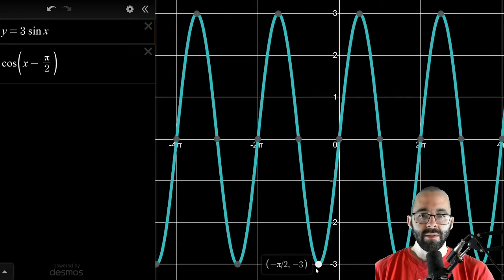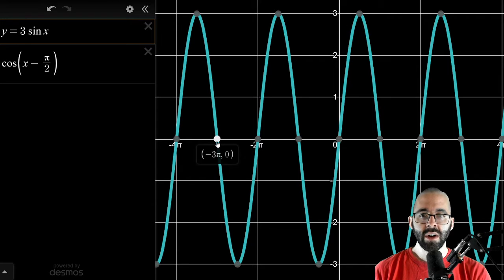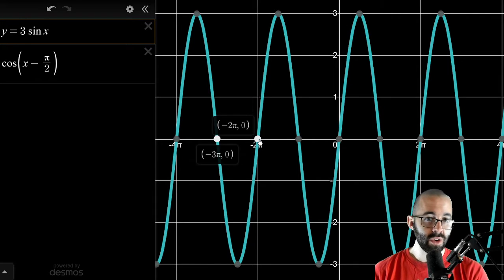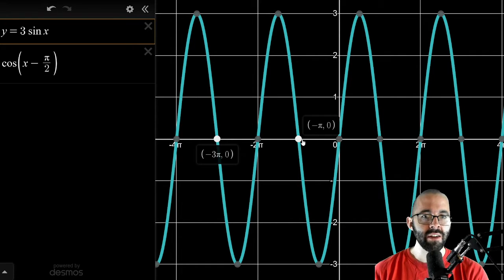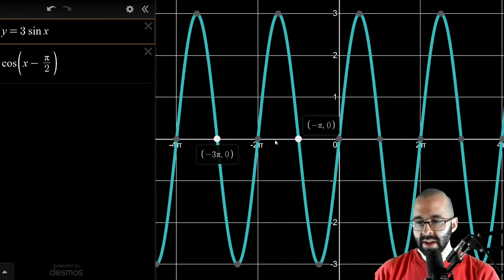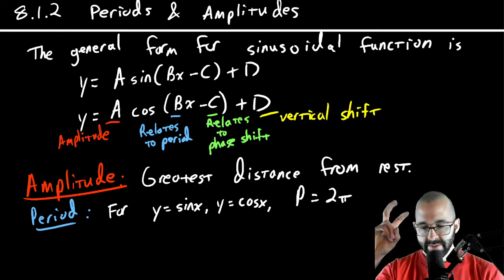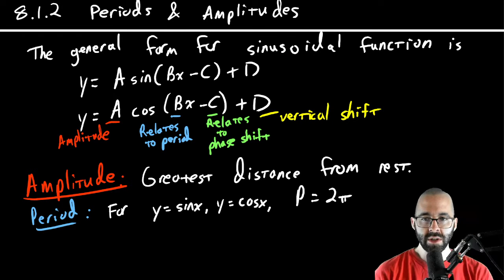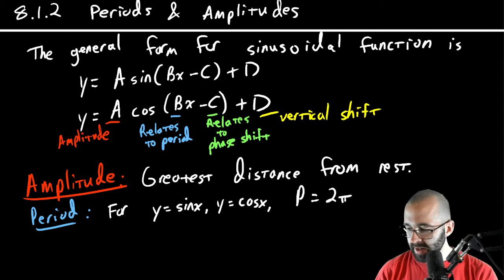Just make sure that you are not comparing these 2 points, because these are not the same portion on the graph, even though the y value is the same, right? These are the same parts of the graph. They're the same y value, and they have the exact same shape. Okay. So the period of a regular sinusoidal function, untransformed, is 2 pi.